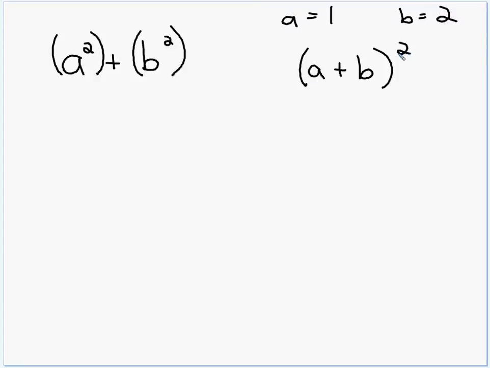Don't jump on assumptions that these are the same. Okay, let's work them out. We wrote the problems. If you want to pause and work these out on your own and then come back, that's fine. I'm going to keep going here.